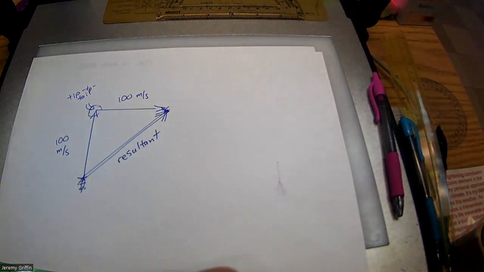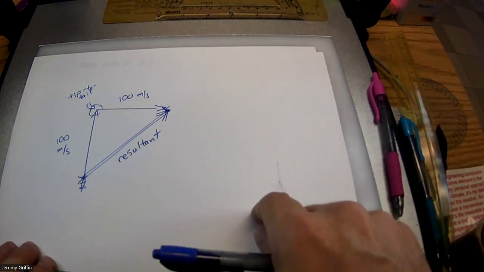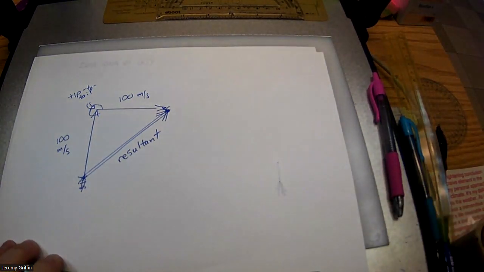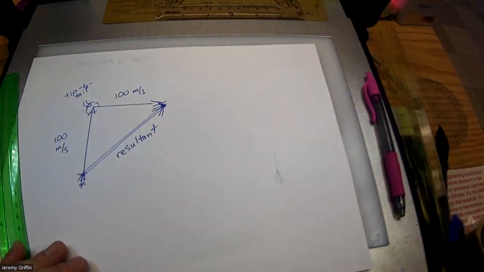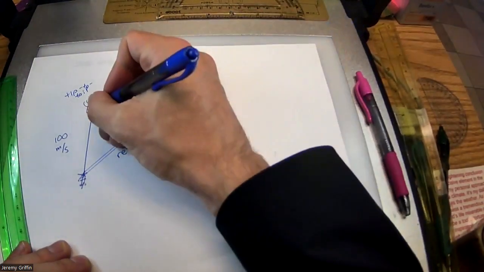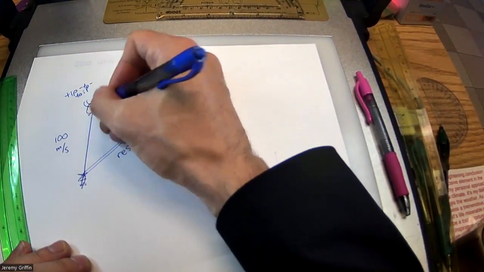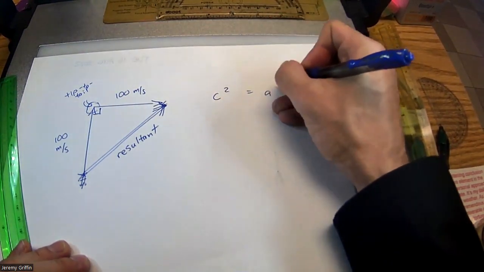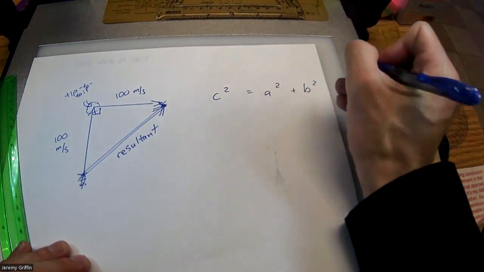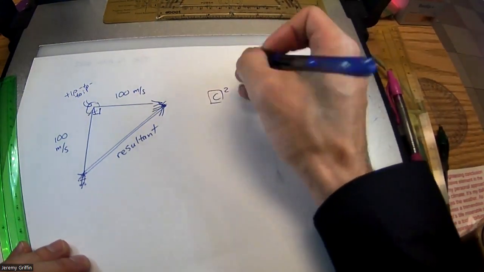All right. Do you guys remember something called the Pythagorean theorem? Here's one application. You guys know that on a right triangle, and this is a right triangle, because I have straight north, straight east, you can go c squared equals a squared plus b squared, if you're solving for c.